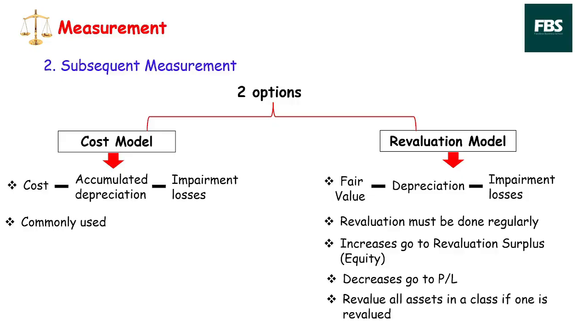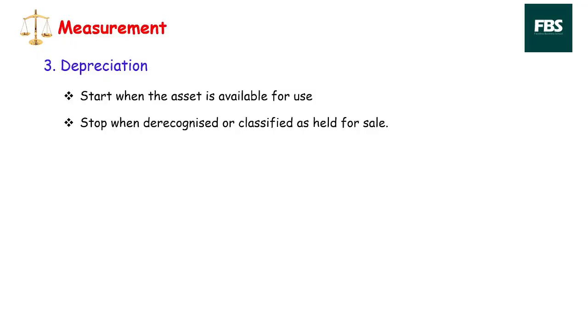Increases go to revaluation surplus unless reversing a previous decrease. Decreases go to profit or loss unless reversing a previous surplus. If one asset in a class is revalued, all assets in that class must be revalued. Depreciation. Depreciation is a systematic allocation of depreciable amount over useful life. Start depreciating when the asset is available for use. Stop when derecognized or classified as held for sale.